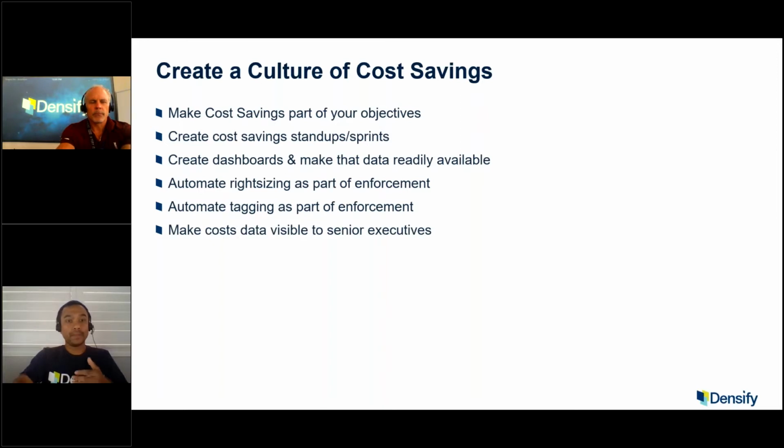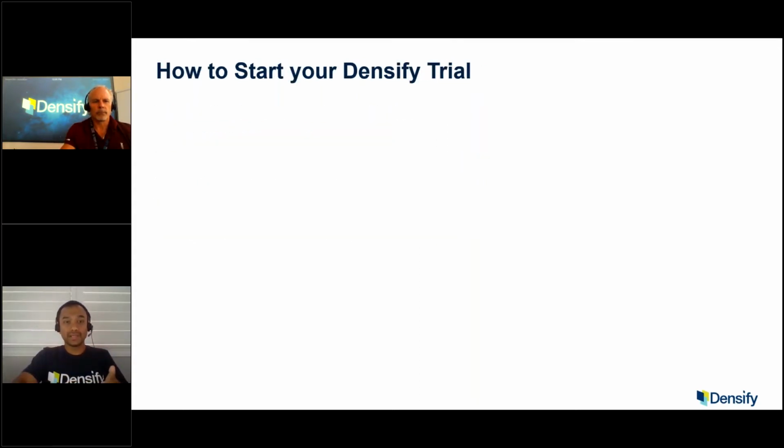That's how you can make that cost optimization journey more and more efficient in your organization. And lastly, also make that data available for all your executives out there.